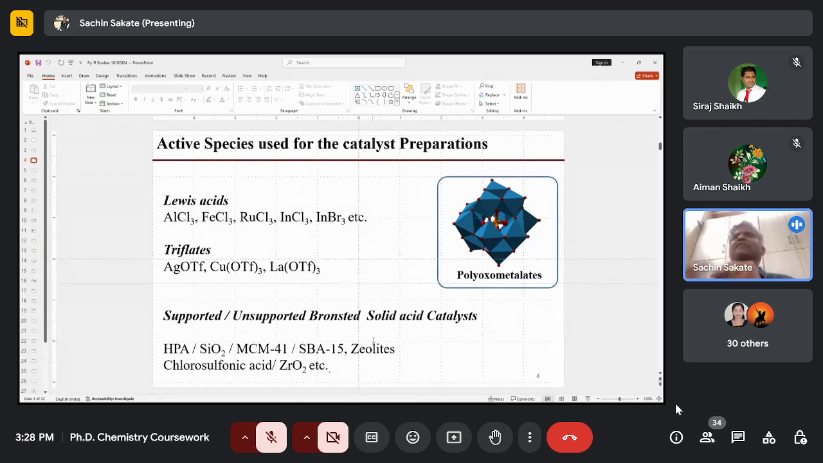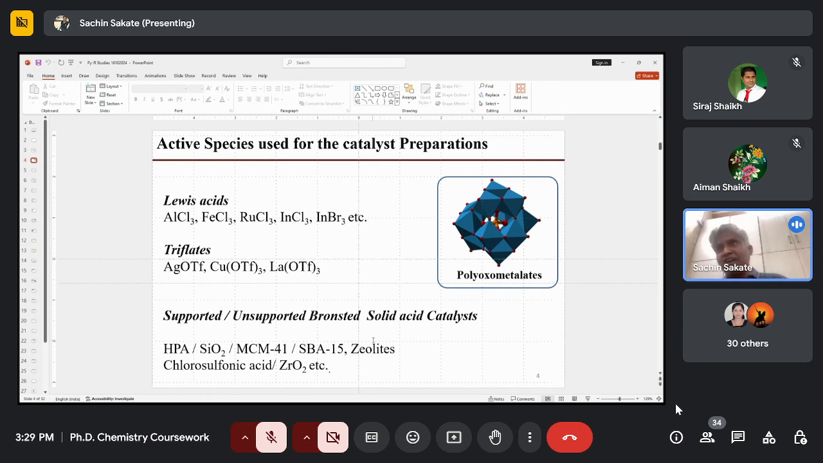Triplets are very sophisticated things, you can say, a bit difficult to handle, but not so difficult. You can use triplets like silver, copper, lanthanum. The triplets can also act as active species. And the main important part is the support actually, that is silica, MCM41, SBA15, zeolites, zirconium, etc.